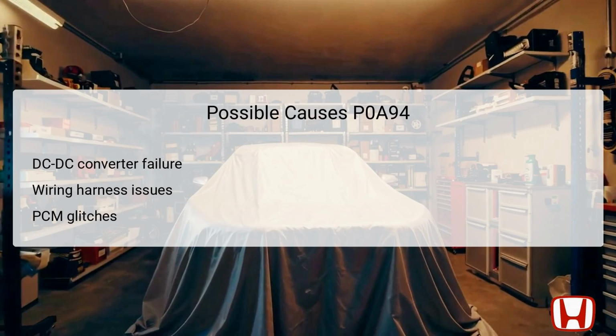Additionally, issues with the PCM, like glitches or internal faults, could misinterpret or fail to receive the correct data from the DC-DC converter. Each of these components plays an interconnected role in the electrical system of the vehicle. Thus, identifying the precise cause is crucial for effective resolution. By systematically examining these components, technicians can isolate the source of the fault and proceed with appropriate remedies.